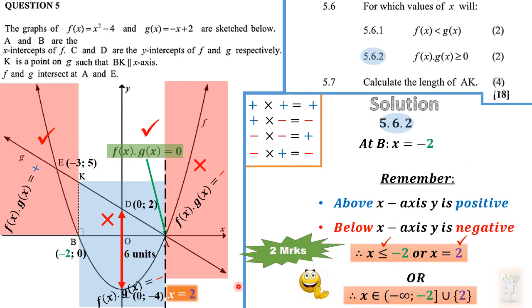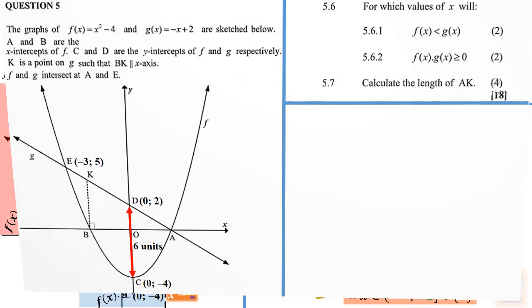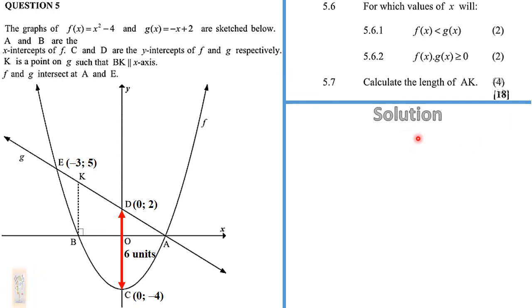Okay. Now, people, we are heading towards the end. Let's look at the last question, the solution for 5.7. It says calculate the length of AK. There are many ways in which you can calculate the length of AK, but I'm only going to focus on one. In this case, I'm going to use the distance formula. You can also use Pythagoras because you already know that this triangle ABK is a right-angled triangle. So if you know the value of BK and the value of AB, then you can determine KA.